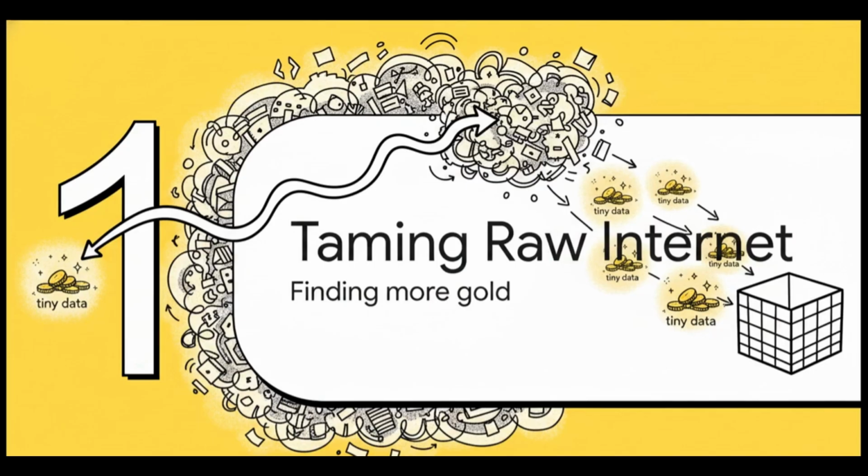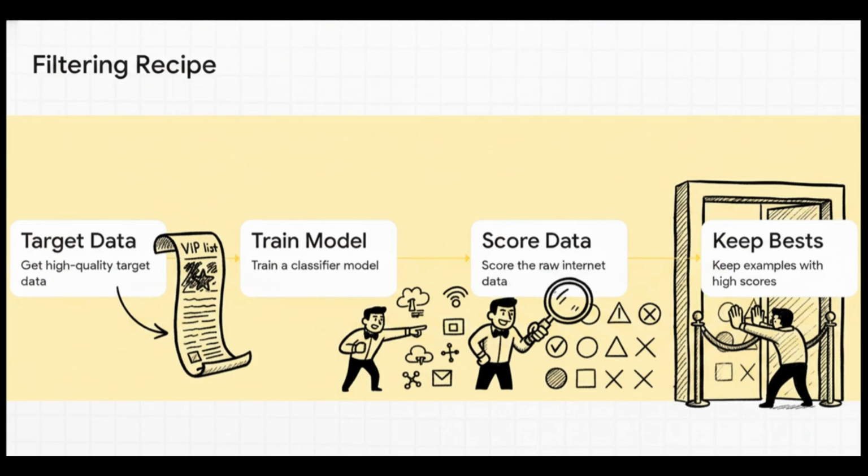Part 1. Taming the raw internet. Taking a tiny pile of gold to find more gold. To tame the web, the brilliant high-level primitive is to take a tiny set of known high-quality data. We'll call that your target data, and use it to search through the massive raw web to find more data that looks just like it. You're basically taking a tiny pile of gold to help a computer recognize and extract more gold.